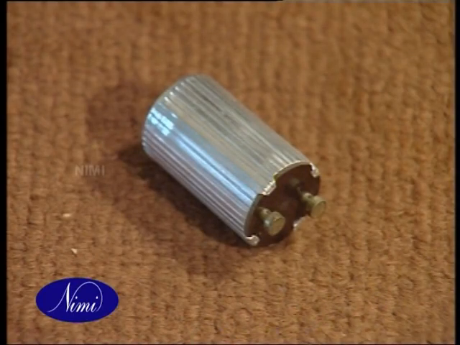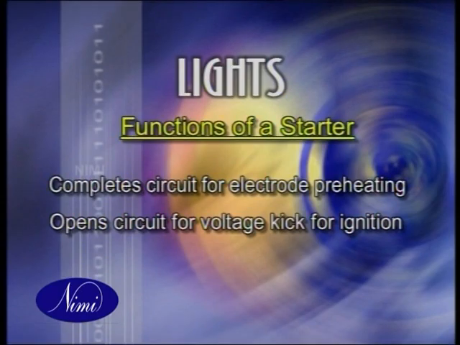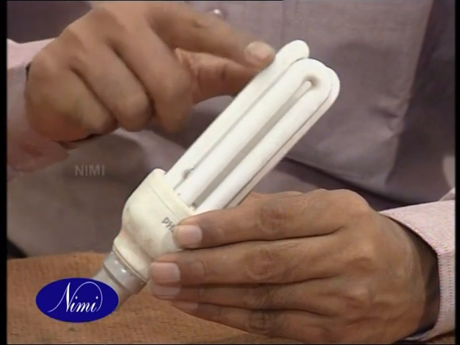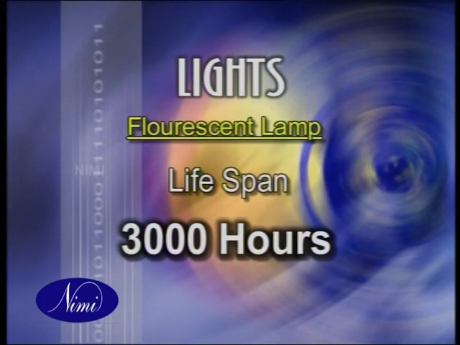A starter in a fluorescent tube has two functions. It completes the circuit first for preheating the electrodes. It opens the circuit to provide voltage kick for ignition. The light output of a fluorescent lamp amounts to about 70 lumens per watt, and it's available in various wattages. The normal lifespan is 3000 hours.